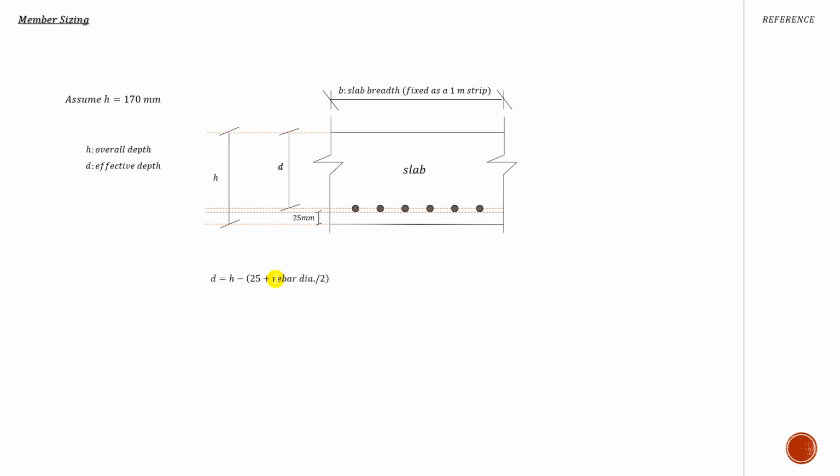So 25 is the nominal cover, and basically you need to assume the rebar diameter, because I don't know what the diameter of my rebar is. That's my task. That's what I'm trying to design now. And then I'm assuming the diameter to be 12, because remember, the d extends from the extreme top up to the center of the rebar. So it's basically 170 minus 25, the nominal cover, minus half of the diameter of my assumed rebar. And then I get d as 139, but I'm taking it as 140, and that's okay.